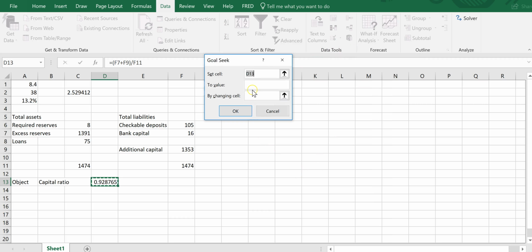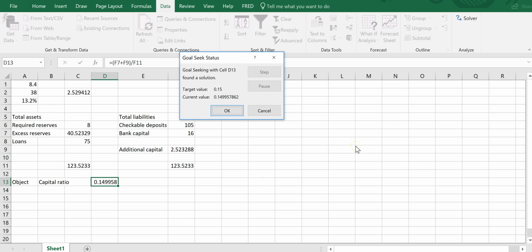And remember, as we said, this goal cannot be a cell value. It has to be a specific number. And that's why I write the capital ratio this way. A capital ratio, that's my target. And to value 15% by changing what? By changing the additional capital here. And then, okay.